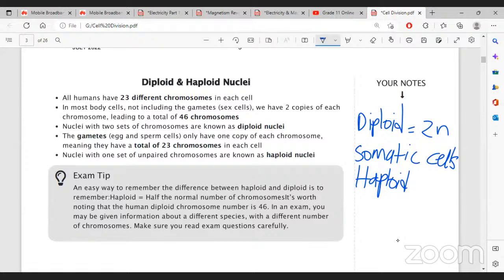And then the other example is the haploid. Haploid is usually N, and what is an example of this kind of cell?